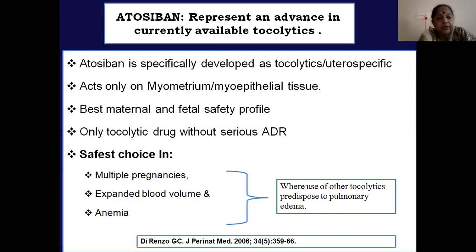About atosiban, just a few words. It represents an advance among the currently available tocolytics. It is specifically developed for tocolysis, acts on the myometrial tissue, and has the best maternal and fetal safety profile. It is the only tocolytic drug without serious adverse drug reactions. It is the safest choice in multiple pregnancy, expanded blood volume, and anemia, where other tocolytics, especially beta mimetics, predispose to pulmonary edema.